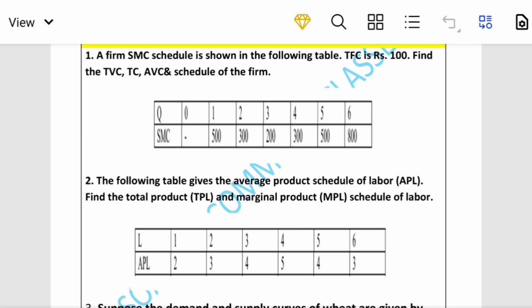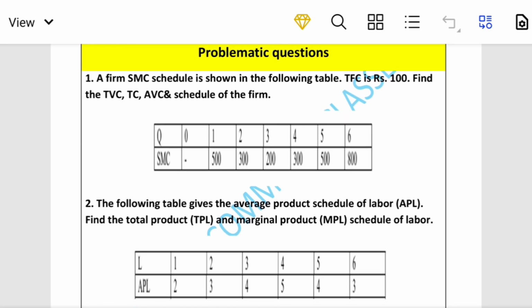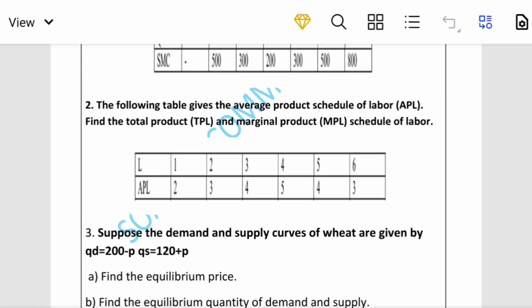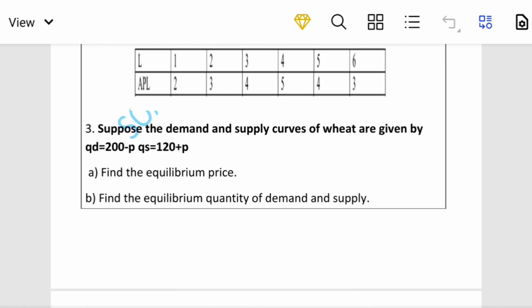If they raise the problematic questions, they are not going to give any theory question from this unit. For example, if they give the theory questions in the question paper, they are not going to ask the problematic question from production and cost. Either they are going to ask the problem, or they are going to ask the theory question. The next problematic questions come under the market equilibrium chapter.